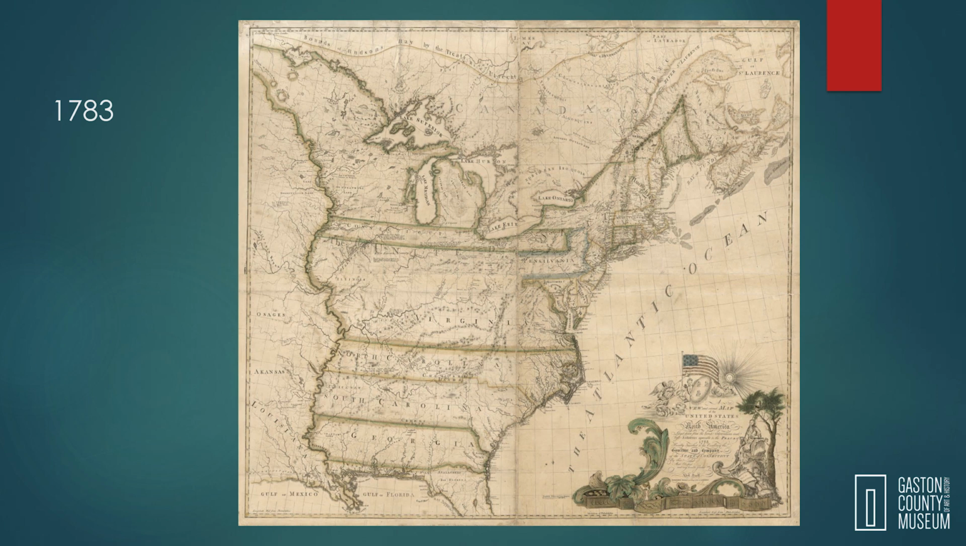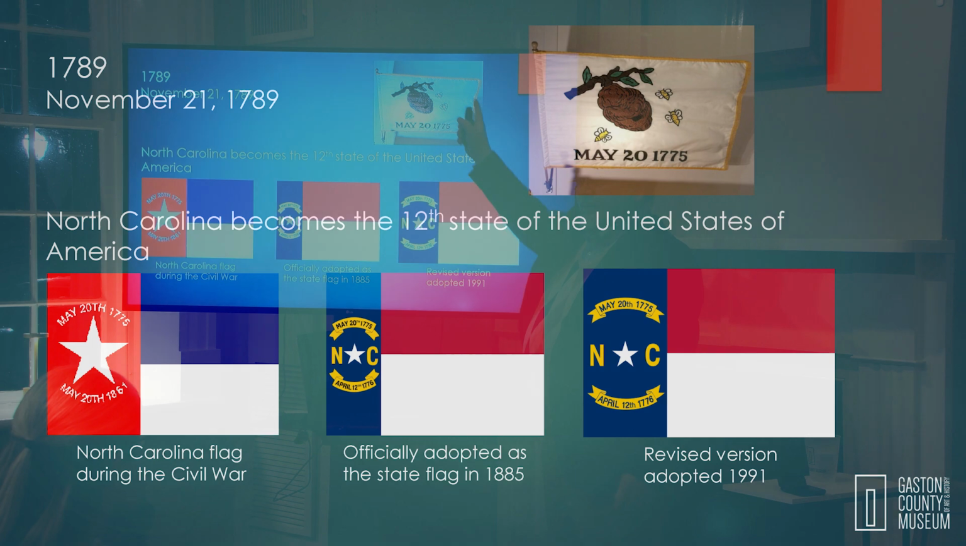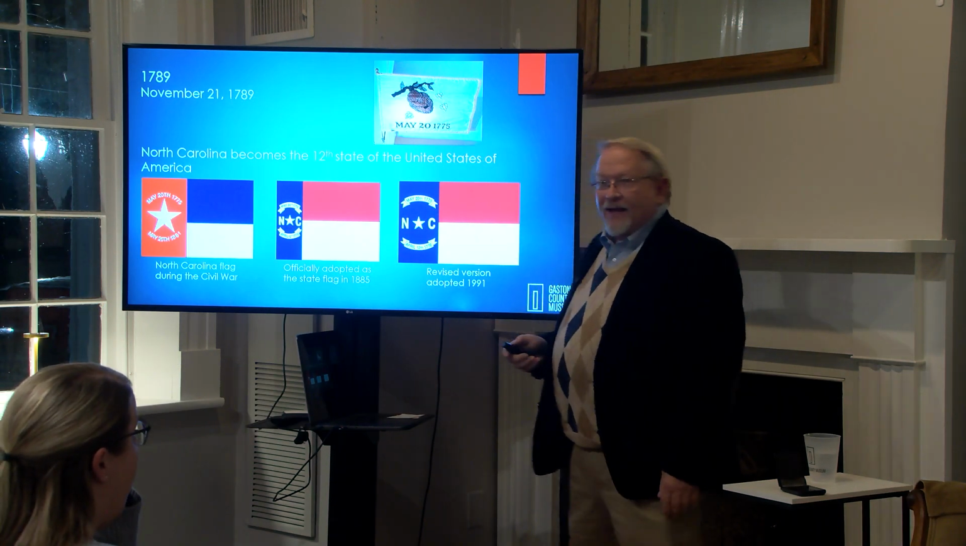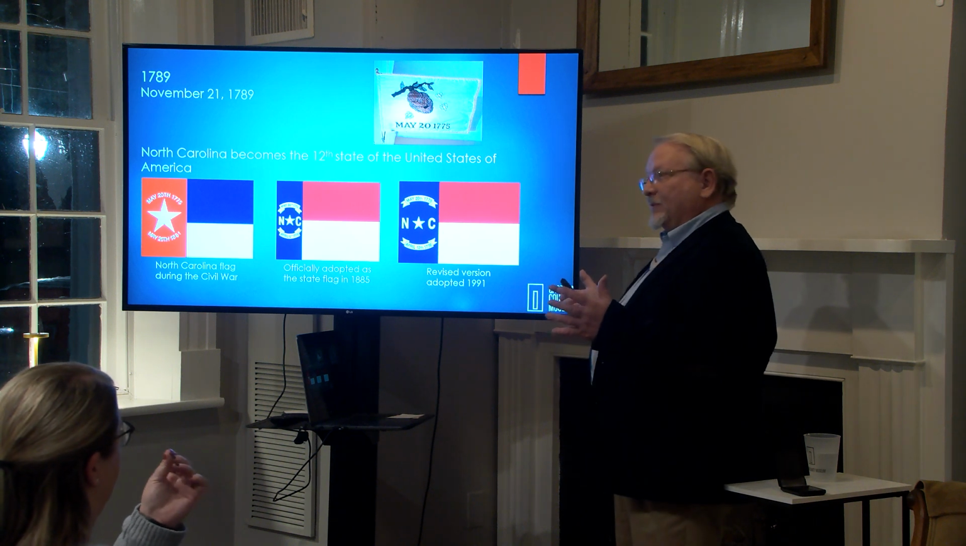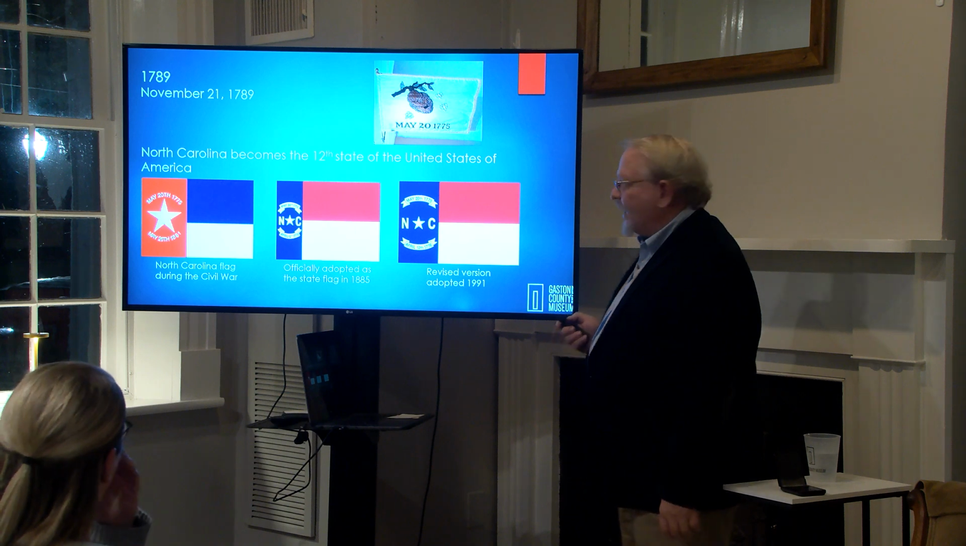Starts to look a little better, like the state that we are. We became a state in 1789. And this is the flag we flew at the Civil War. This is what it became in 1885, and then the revision in 1991. But before that, we actually used this as our flag, the Hornet's Nest flag. That was the symbol for North Carolina then, which of course Charlotte kind of adopted.